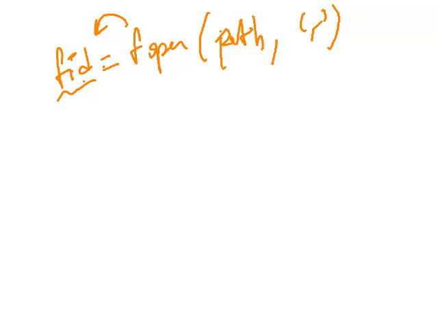So now FID will contain sort of a handle, an identifier for the file that you just opened. Whenever you want to read from that file, you need to use this FID. If you open the file with write permissions, then you would again get an FID, and whenever you wanted to write into that file, you would need to use that FID. Okay? All right. We'll take a break in a minute.